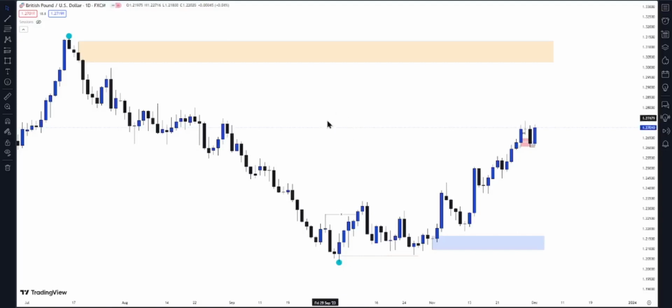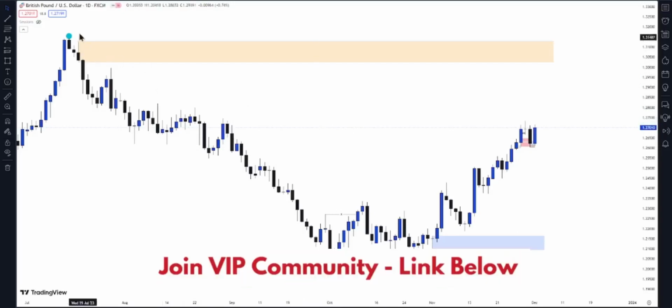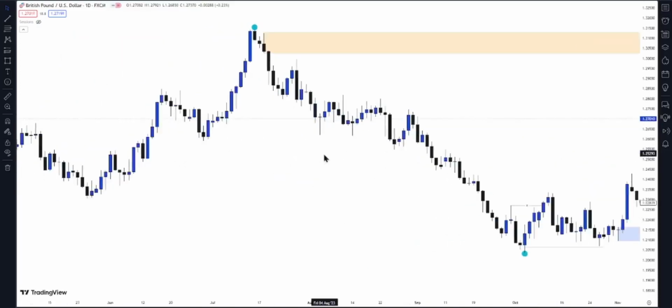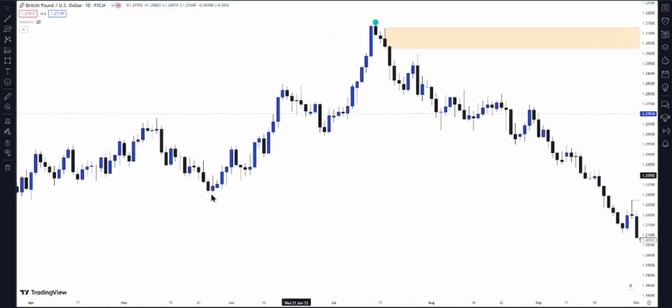Now this is pound dollar daily time frame, and as you can see, we identified this as our current high and our current low. We said we are bearish. Why? Because we turned bearish here, when price broke this structure here. Let me show that to you quickly.